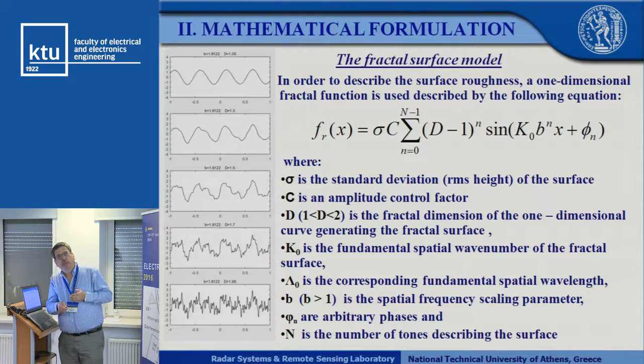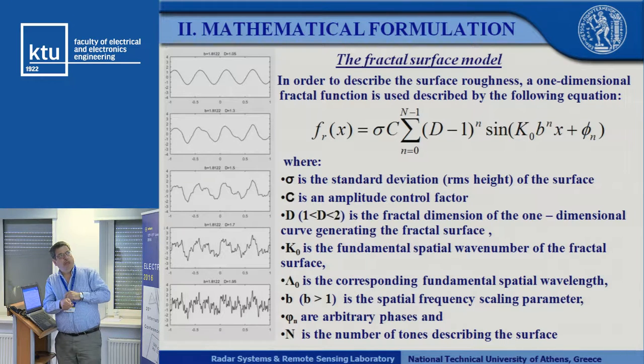These are the spatial frequencies. These are the amplitudes. This is called the fractal dimension, and we will see later that if the fractal dimension goes to 1, we have just a simple sinusoidal surface. And as the fractal dimension increases from 1 to 2, we have increased roughness of the surface. Actually, we're going to calculate the fractal dimension D from backscattered radar data as a function of frequency. Our data are spectral. We have measurements at different radar frequencies. This is a spectral method.